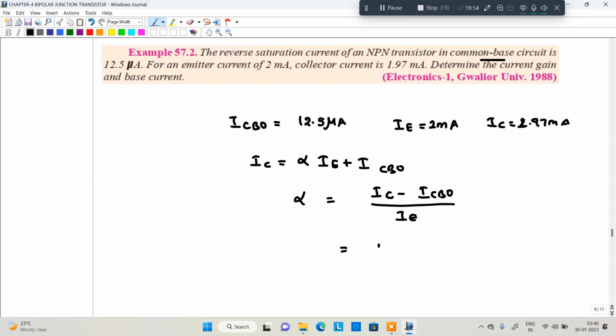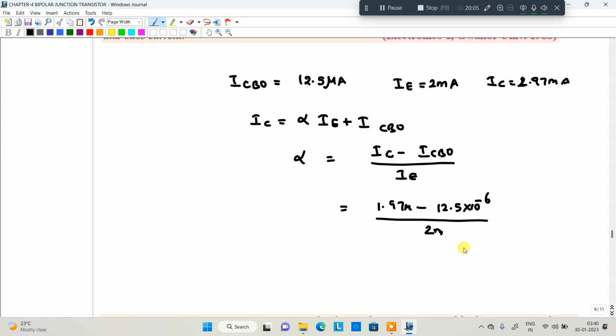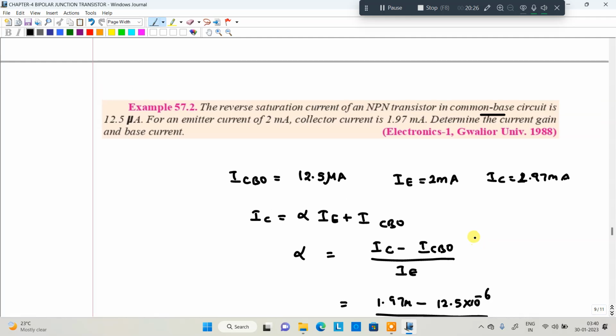You know, IC is 1.97, ICBO is 12.5 into 10 power minus 6, IE is 2 milliamperes. Milli is 10 power minus 3, micro is 10 power minus 6. You will get 0.978, that is the current gain. After that, the base current they are asking. Base current is equal to emitter current minus collector current. What is the emitter current? We have 2. Collector current 1.97. You will get 0.03 milliamperes. Okay, that is the solution.